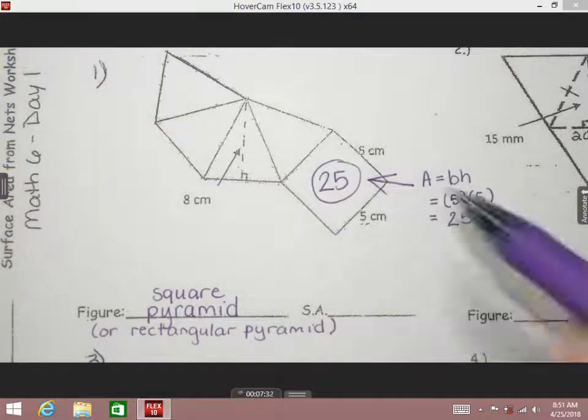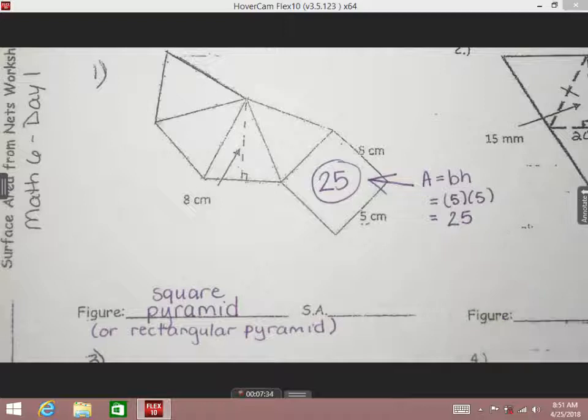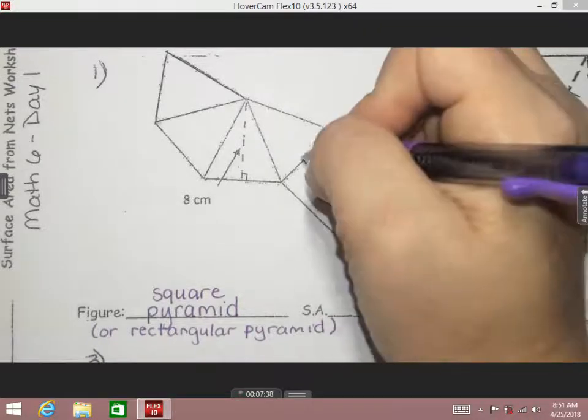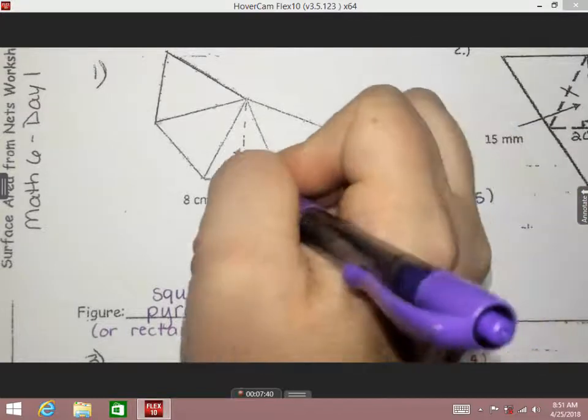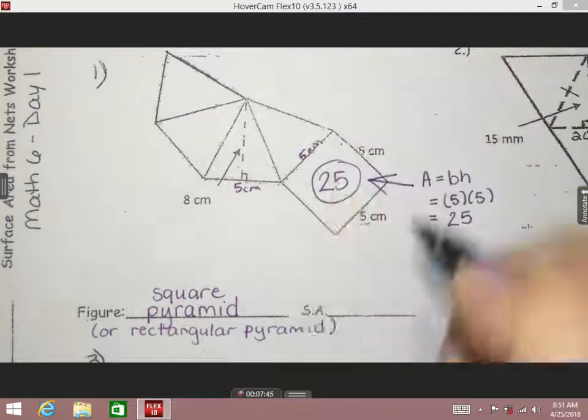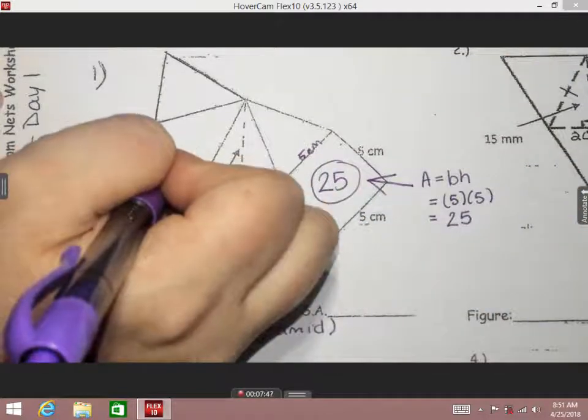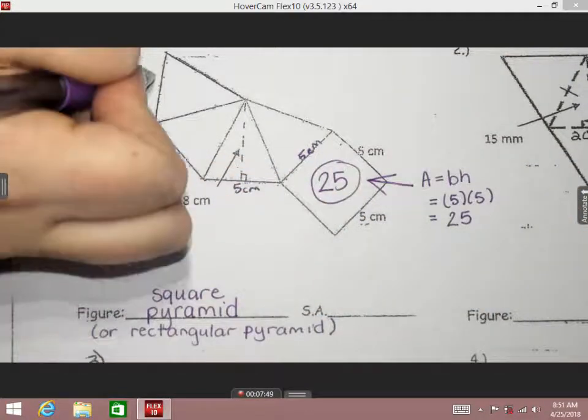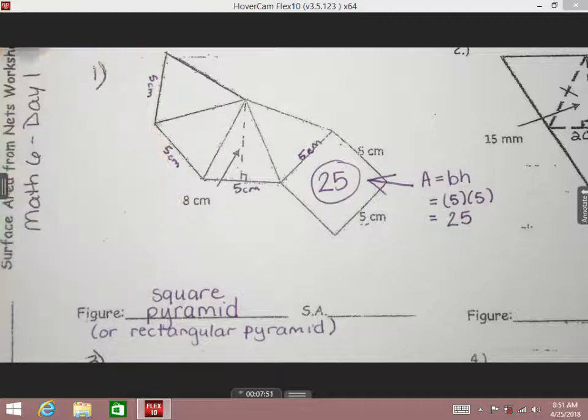So, what are all the sides of the square? 5. So what do all the bases of those triangles have to be? 5. So this is 5. This is 5. You want to put centimeters by that just so we know that's the measurement. This is 5. This is 5. Okay. Are we okay with that so far?